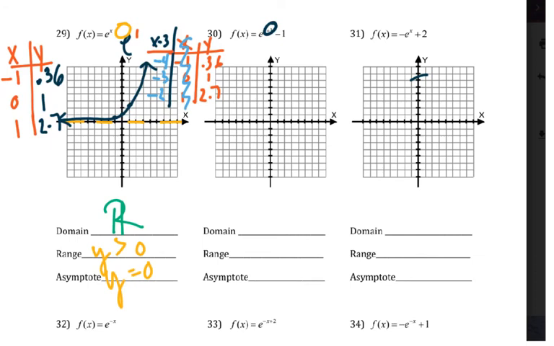Now it says that there's a y change. It says take your y values and subtract 1. So I'm going to subtract 1 from each of these y values. 0.36 minus 1 is -0.64. 1 minus 1 is 0. 2.7 minus 1 is 0.7. So I took my parent function, which was e to the x, and I shifted the x's to the left 3, and I shifted the y values down 1.